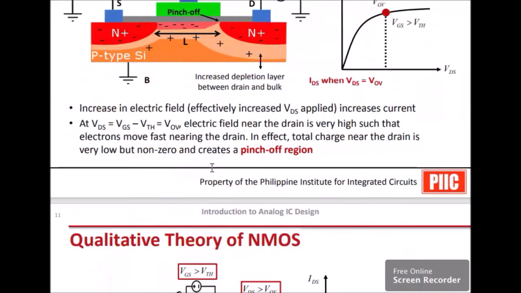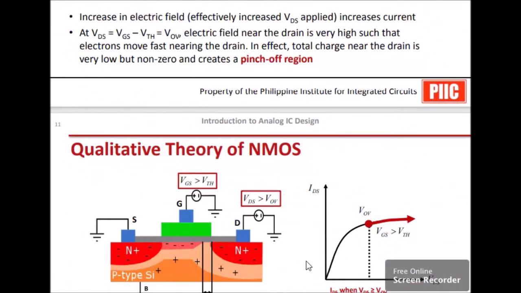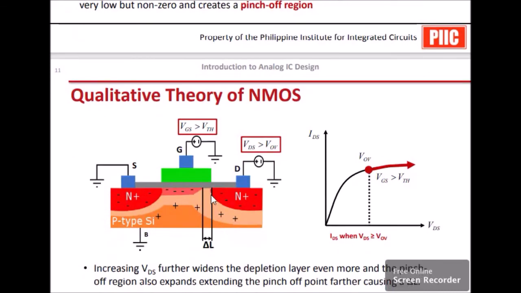Okay? So initially, di ba, ito lang yung length natin from here to here. And since in-increase mo yung voltage, ang nangyayari, nagkakaroon ng increase sa ating depletion layer and increase sa ating pinch-off, nagkakaroon ng additional length. Okay? So, yung L mo is hindi lang from here to here. Nag-i-increase siya. From here na siya ngayon to here. Okay?